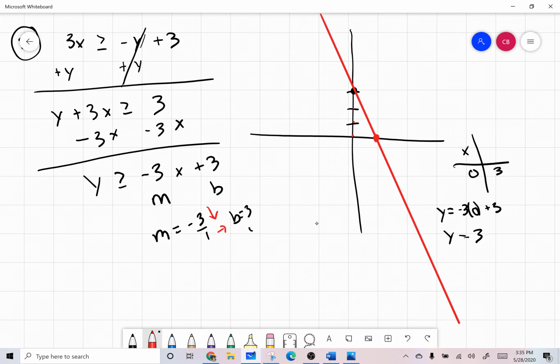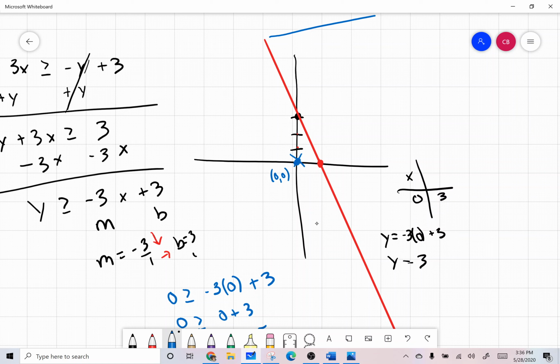Now that that's done, I can figure out the shading. You don't want to choose a point on the line because that will work every time. You want to take a test point that is not on the line. So I'm going to choose 0, 0 and plug that into the equation. If y is 0 and x is 0, I have 0 is greater than or equal to negative 3 times 0 plus 3, which means 0 is greater than or equal to 0 plus 3, which means 0 is greater than or equal to 3, which is untrue. This is false, so this is not a point that should be shaded. That side of the line should not be shaded, so I must shade the other side.